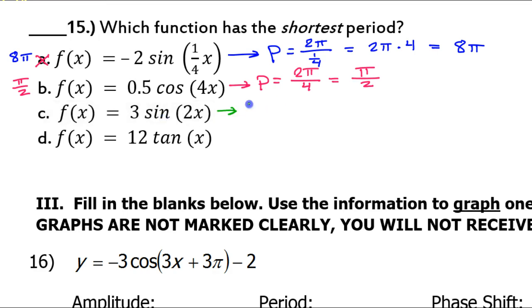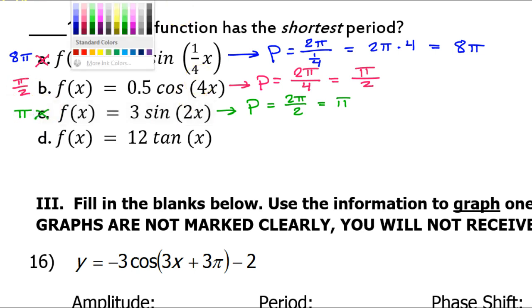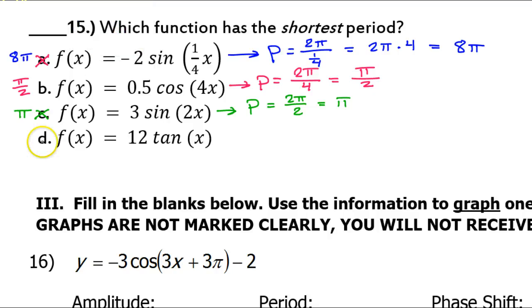Now we're back to the sine function. So the period is going to be 2 pi divided by the b value. So that's just going to be pi. That is not shorter than pi over 2, so C is not going to be the answer. So far B is still winning.